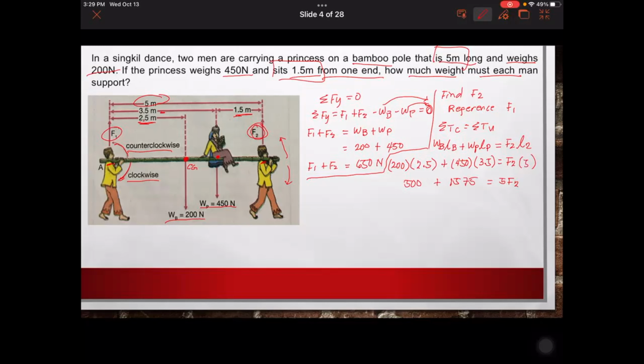Okay, so we have to add. 500 plus 1575 will be 2075, is equal to 5F2. Then we divide both sides by 5 so they cancel out, and we have F2. So we divide 2075 by 5. This will be 415 Newton.